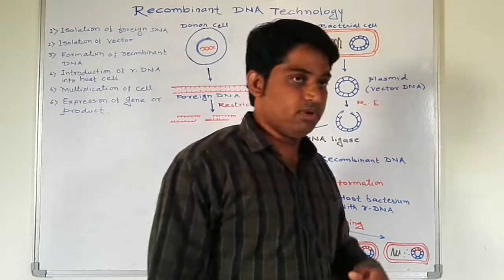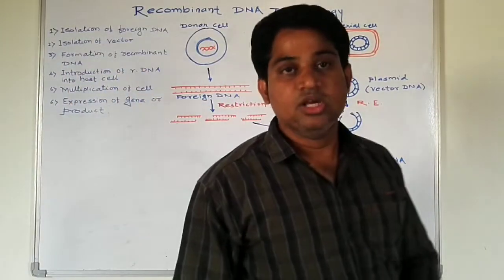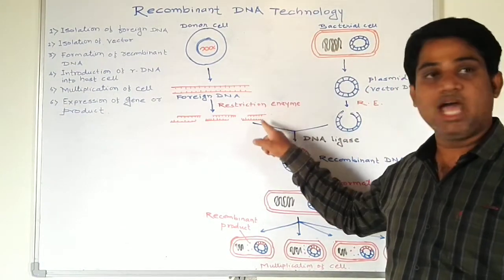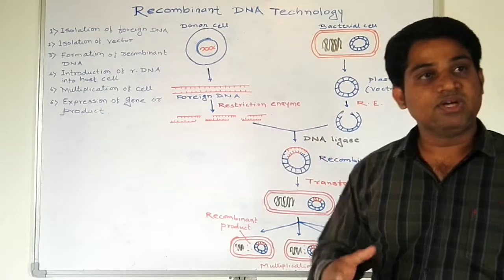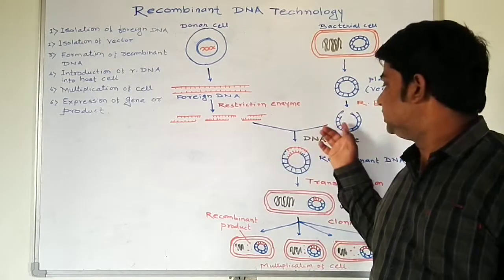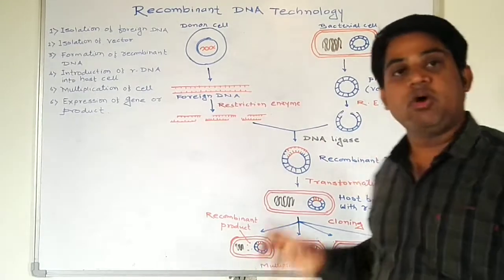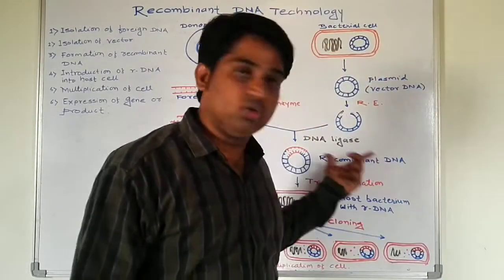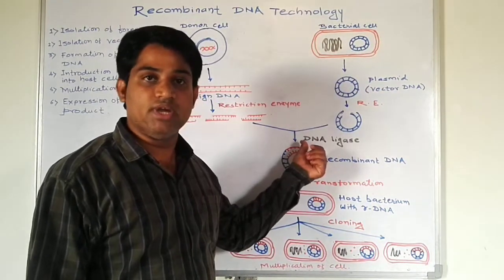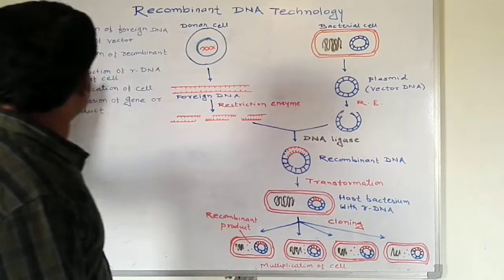In the third step, the recombinant DNA is formed. The gene of interest and the vector molecule are combined with the help of the enzyme DNA ligase. The function of DNA ligase is to join the two DNA segments and form one molecule. That molecule is termed recombinant DNA because it contains two types of DNA: first the vector DNA and second the gene of interest. So the recombinant DNA molecules are formed in the third step.